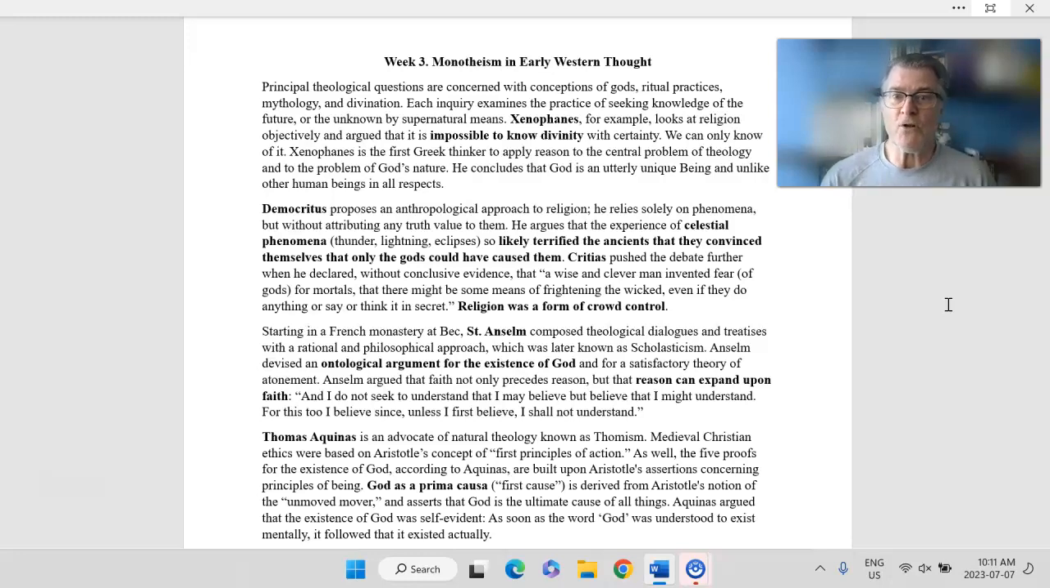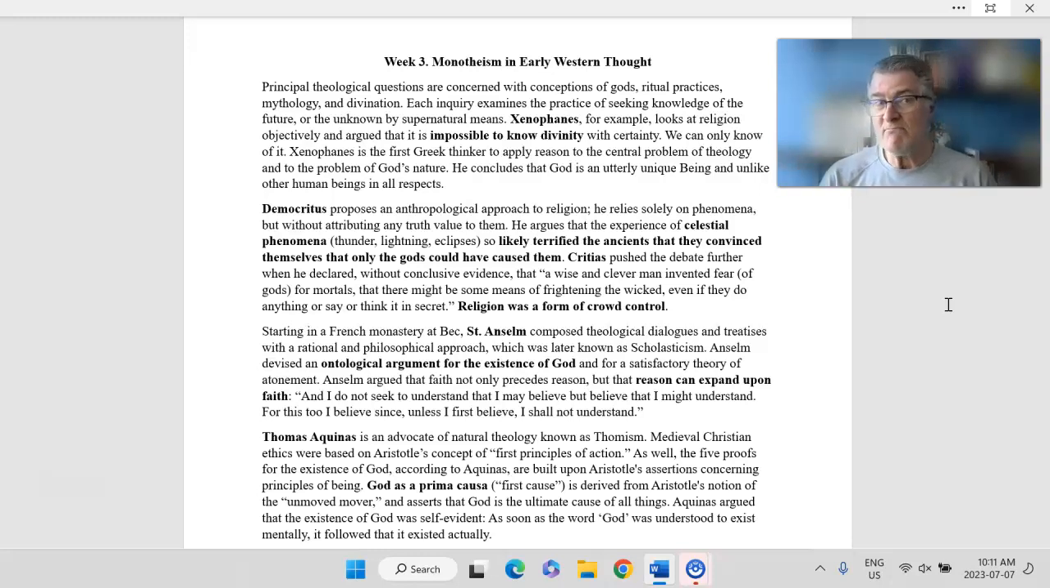So celestial phenomena likely terrified the ancients to the degree that they were convinced that only the gods could have created this. There was something so powerful that we were witnessing in the world that only a deity, only a divinity, could have created this thing in its awe-inspiring beauty, or terrifying beauty, whatever it may be. So we have Xenophanes saying divinity and gods, we can only know of them.